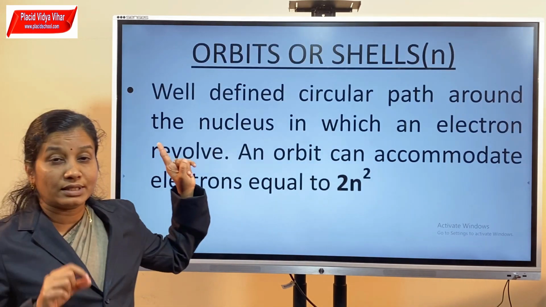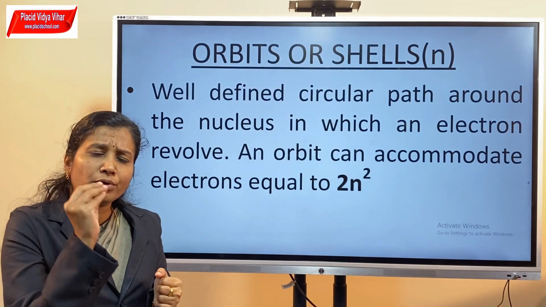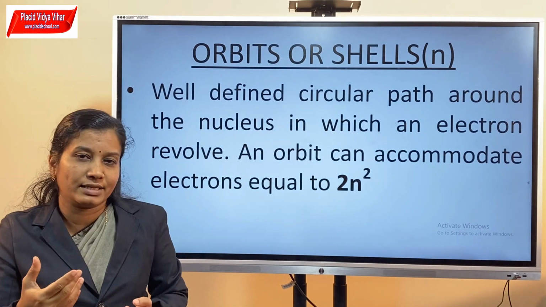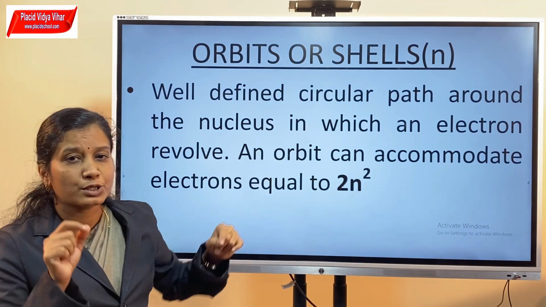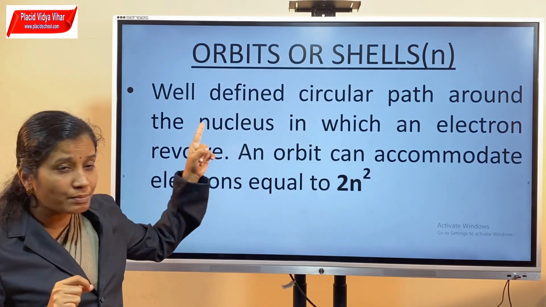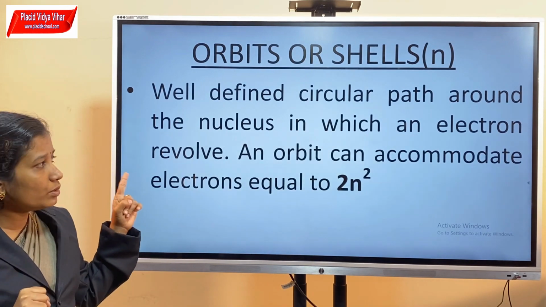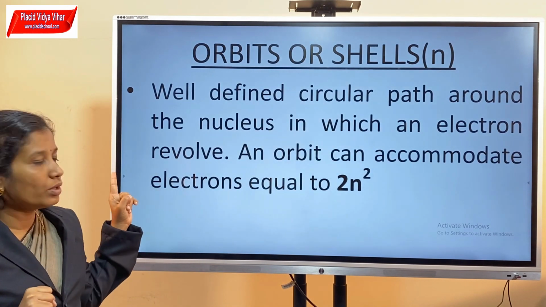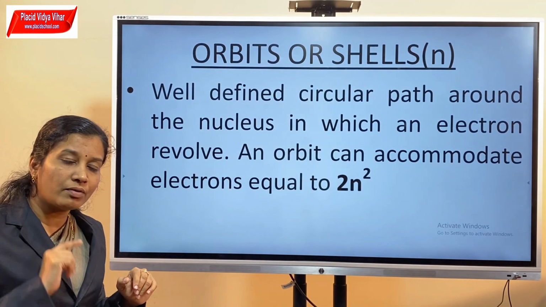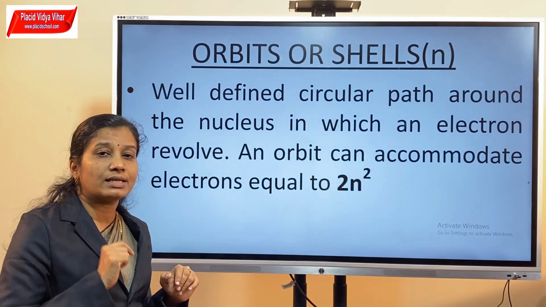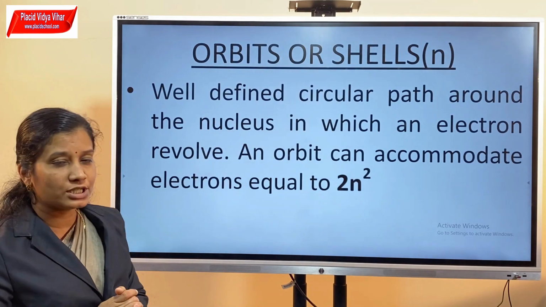Then we move to the term orbits or shells, and how we can find out the maximum number of electrons in each orbit. The first one, orbits or shells. This orbit or shell is represented by small letter n. And what is meant by orbits or shells? It is a well-defined circular path around the nucleus in which an electron revolves. So Rutherford and also Bohr explained this. Electrons are revolving around the nucleus in certain circular paths called orbits or shells. And that is the definition of orbit or shell.